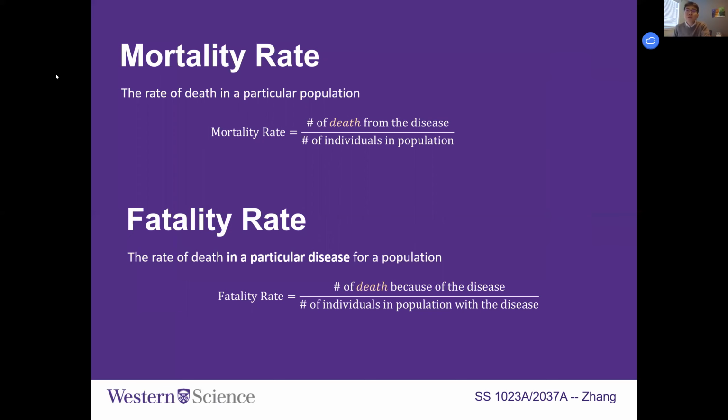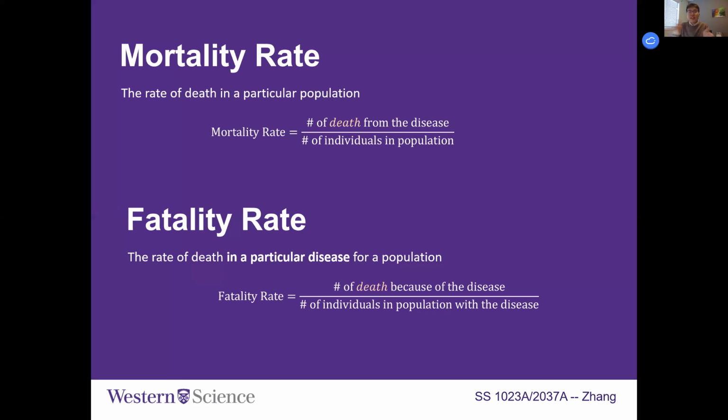So we actually have two different measurements according to our objective. Say we want to know, for a general individual, how likely this individual will die from a certain specific disease. In this case, we will look at the mortality rate. So mortality rate is basically defined as the number of deaths from a certain disease divided by the total number of individuals in the population.